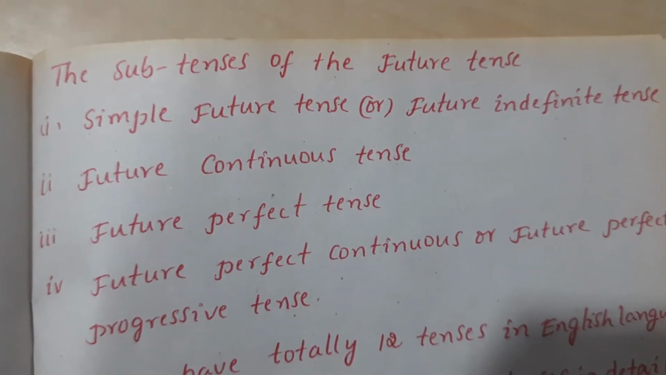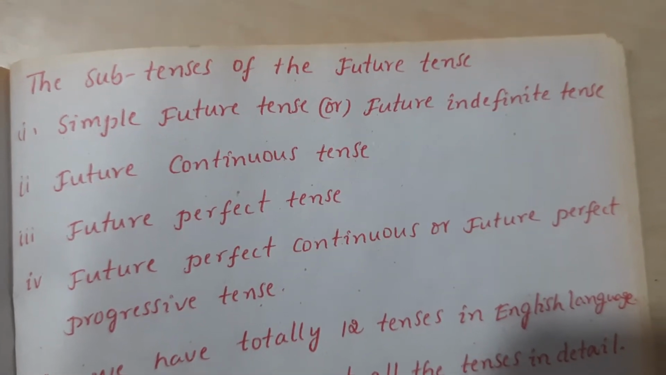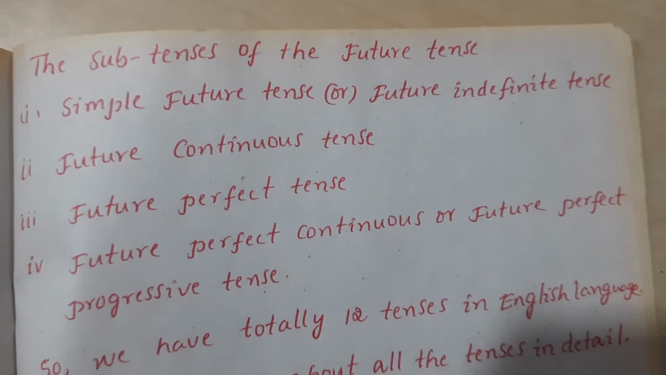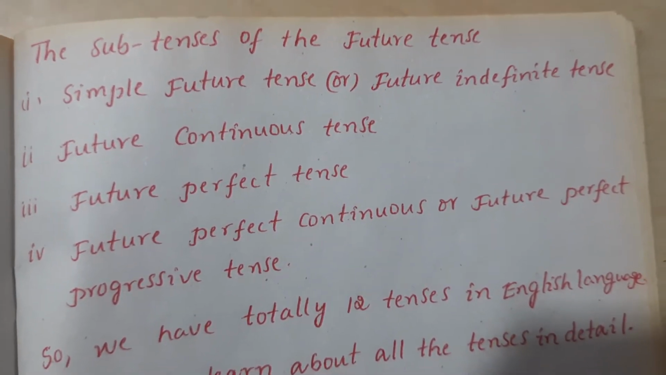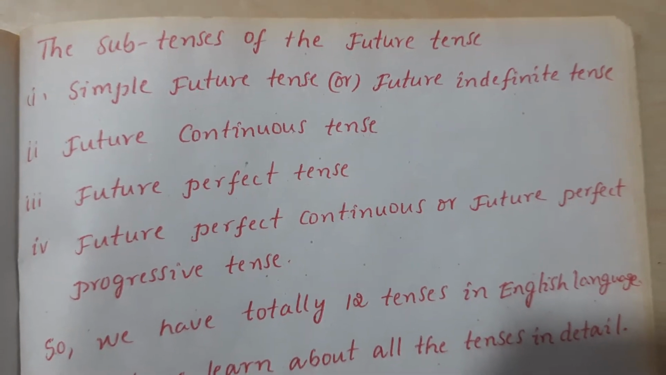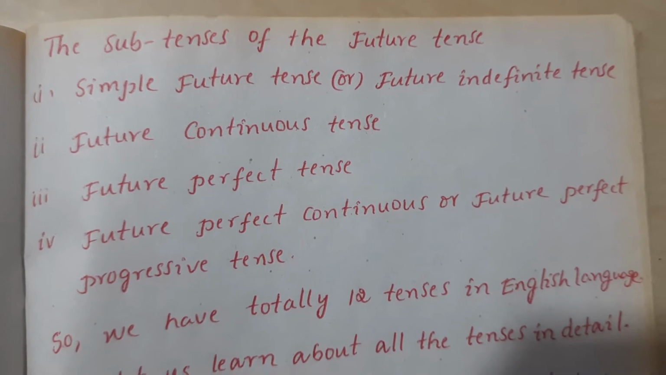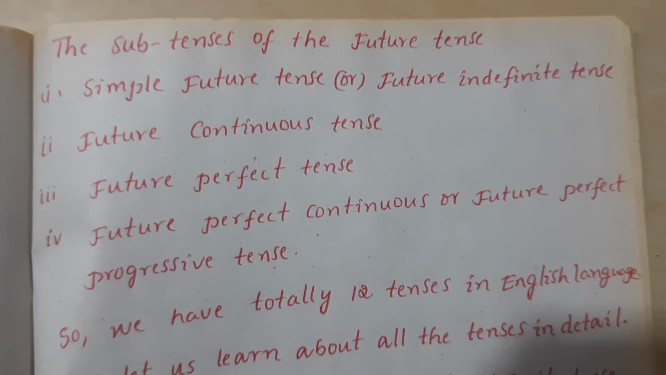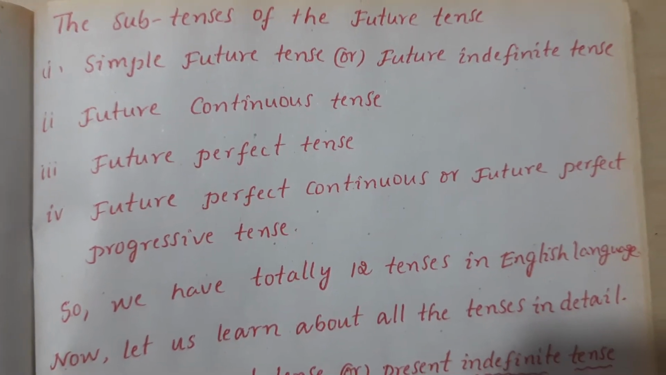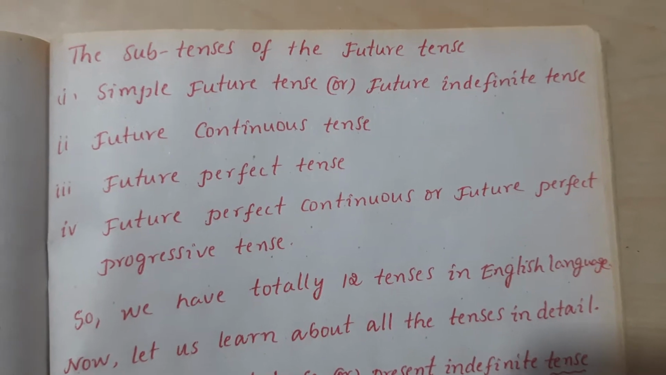Now let us see the subtenses of the future tense. Simple future tense or future indefinite tense. And the second one is future continuous tense or future progressive tense. Third one is future perfect tense. And fourth one is future perfect continuous tense or future perfect progressive tense.